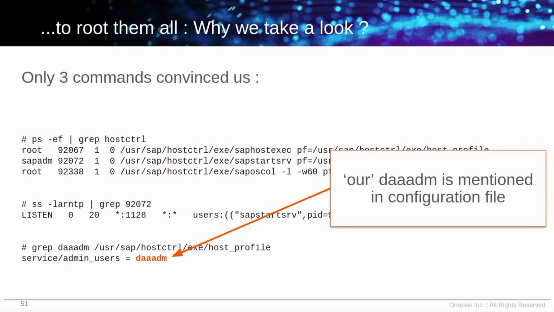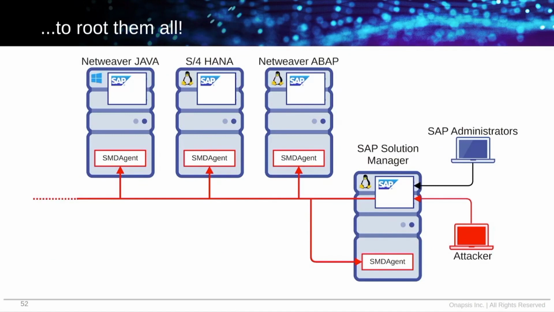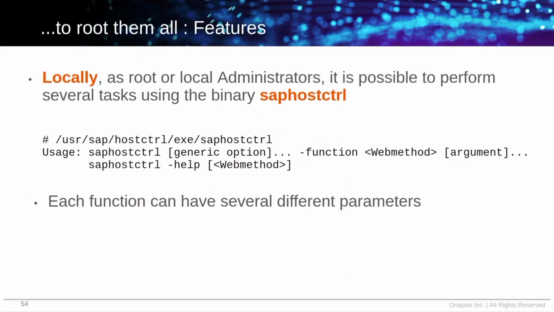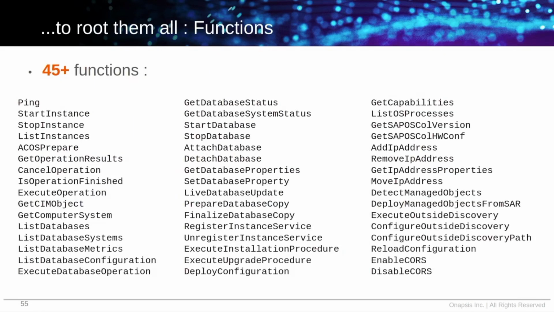So the next step is to try to understand how we can communicate with the SAP host agent using the ADM user access. Normally, locally, an administrator can use the binary SAP host control to call the functions of the SAP host agent. When we speak about functions provided by the SAP host agent, we speak about all these functions. There are a lot of functions, a lot of administration functions.